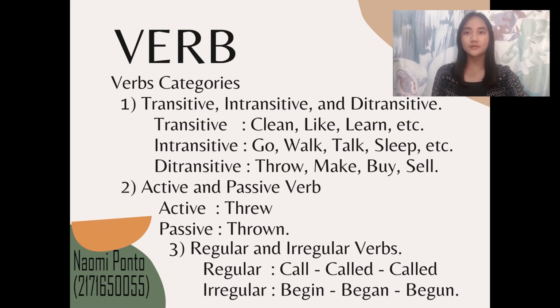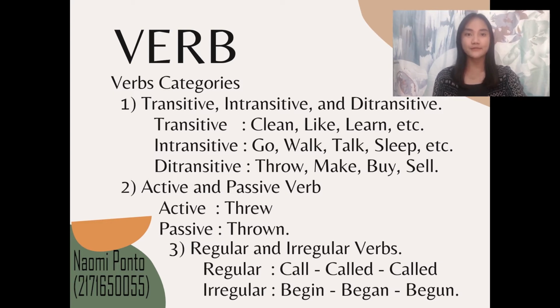Verbs that don't use either a direct or indirect object are called intransitive. These verbs complete the action by themselves. Examples: go, walk, talk, sleep, etc. Verbs that use both direct and indirect objects are called ditransitive. They don't always need an indirect object, but they have the option. Examples: throw, make, buy, sell.